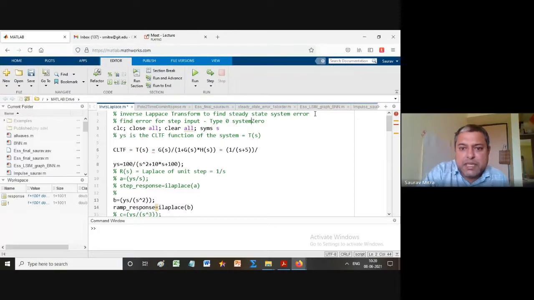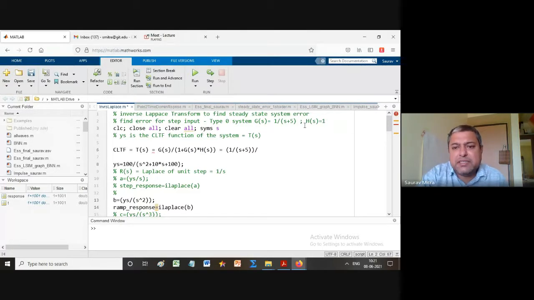If you have any doubt, please ask. So why is it type 0? Because in this case I'm taking GS equal to 1 by S plus 5. So 1 by S plus 5 means in GS there is no pole at origin. Only one pole is there, and HS equal to 1. This is what I always ask you to do: in all the numericals, take HS equal to 1.